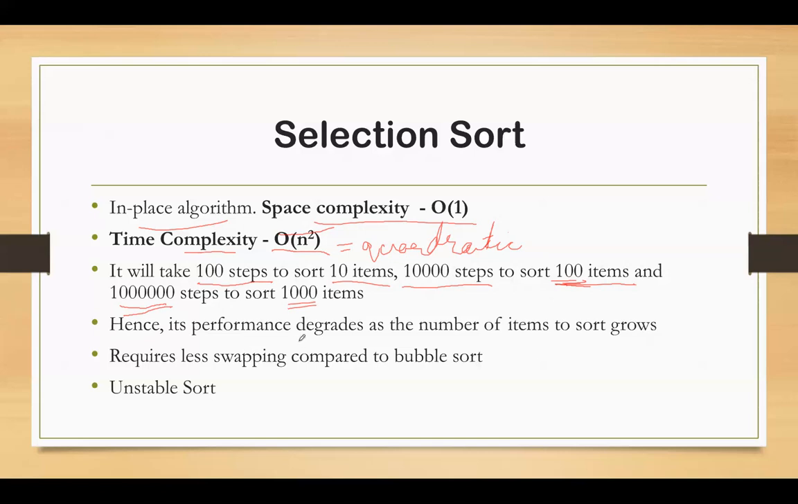But it has one advantage over bubble sort: compared to bubble sort, it requires less swapping of elements when we find the largest element in each traverse. This we will see in detail when we do the coding.